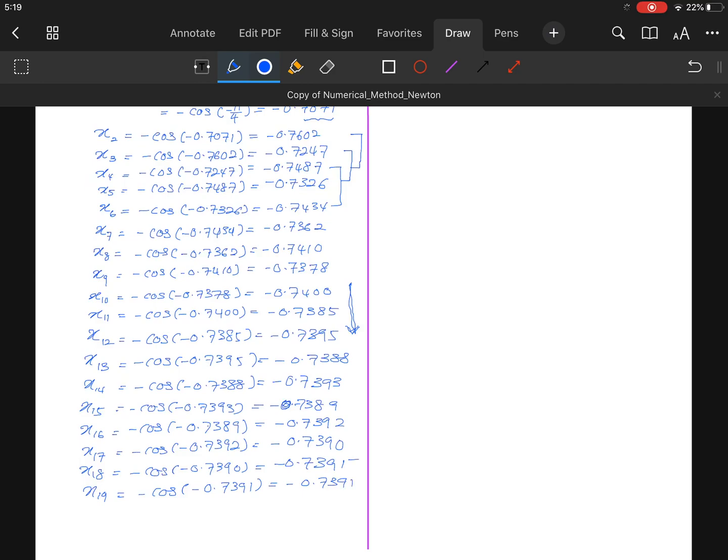Now you can see that these two values have achieved the same accuracy. Therefore we can say that x is approximately negative 0.739, which is the approximated root. Using the iteration method, you can see that you need to go up until the x19 iteration in order to get the approximated root.